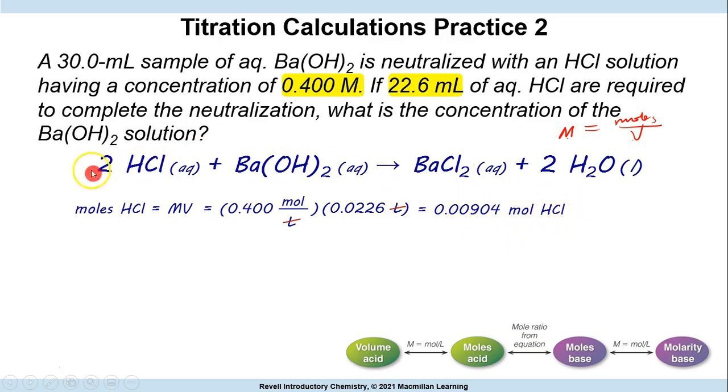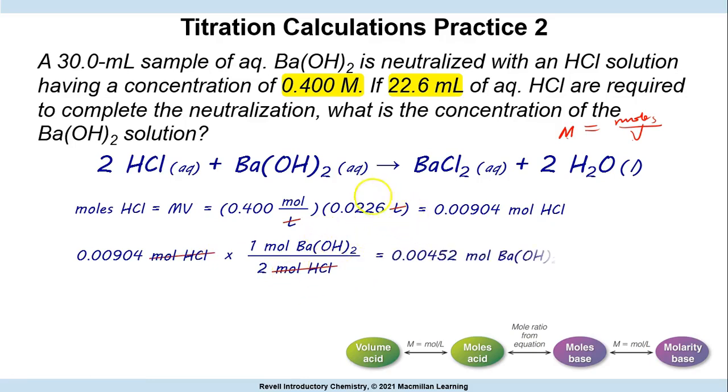Now, we are going to use the balanced chemical equation to convert from moles of hydrochloric acid to moles of barium hydroxide. And we are going to use the coefficients in the balanced equation. So 0.00904 moles of hydrochloric acid times, we see that for every 2 moles of hydrochloric acid, 1 mole of barium hydroxide is used. So for the conversion factor, moles of hydrochloric acid will be at the bottom, which is 2 of them. So times 1 mole of barium hydroxide over 2 moles of hydrochloric acid. That gives us a value of 0.00452 moles of barium hydroxide.